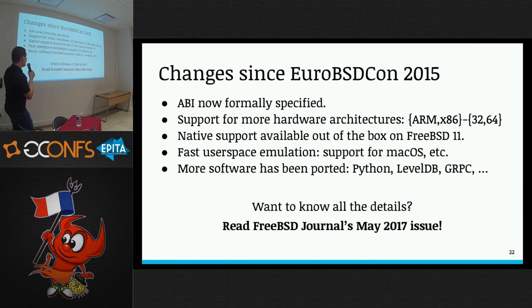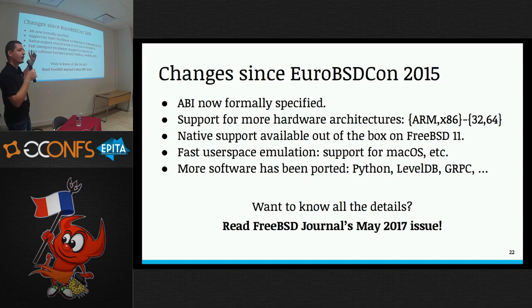So what are the changes in CloudABI since 2015? The ABI is now formally specified. We have a CloudABI.txt, 2,000 lines long, describing all of the system calls and data types, and this allows people to reuse CloudABI on different operating systems. So we automatically generate C header files from it. We could even generate bindings for different programming languages, so for example, Rust, etc.